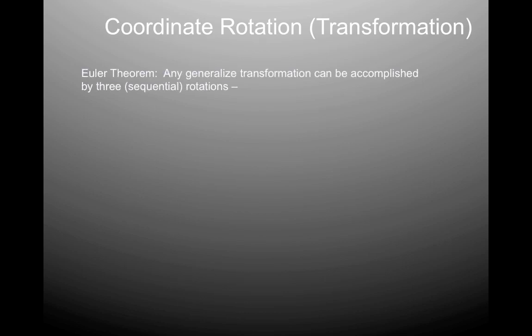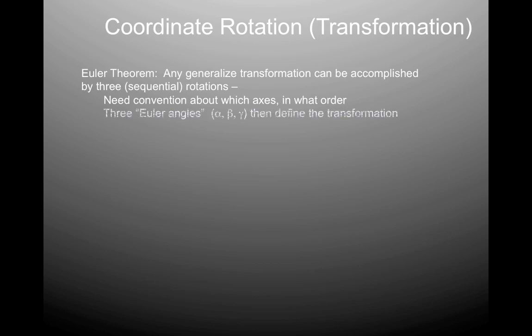Euler has a theorem that says that any generalized transformation can be accomplished by 3 sequential rotations. You need a convention about which axes you're going to do the rotations and in what order. Given 3 rotations, you can describe them in terms of 3 Euler angles, and I'll call them alpha, beta, and gamma. And notice that the transformation matrix A has 9 elements, but the Euler angles are 3 numbers. The extra degrees of freedom are in defining what the axes are.